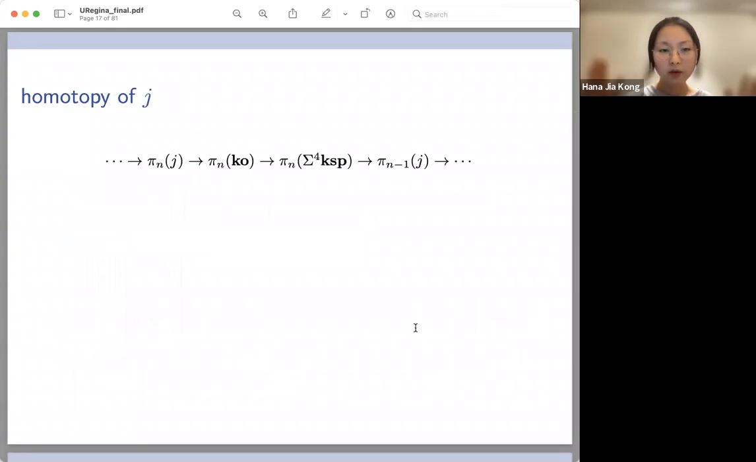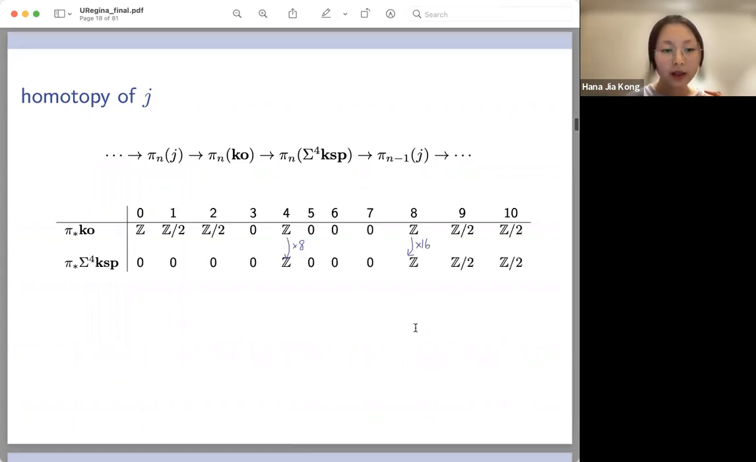And remember, we define j to be the fiber, so we can do a long exact sequence calculation to get the homotopy groups of j.